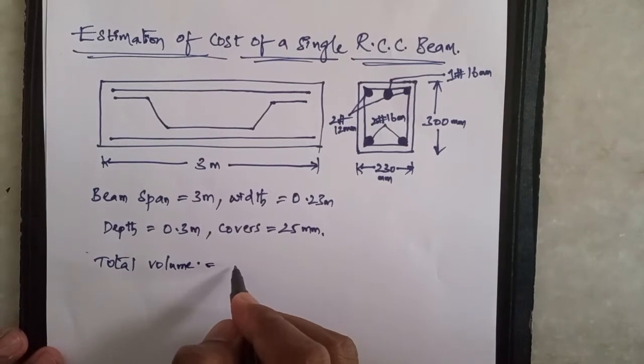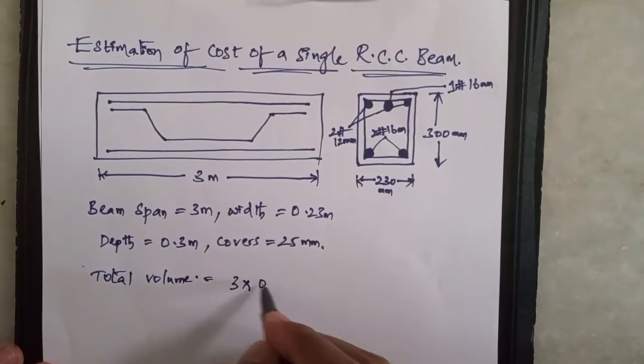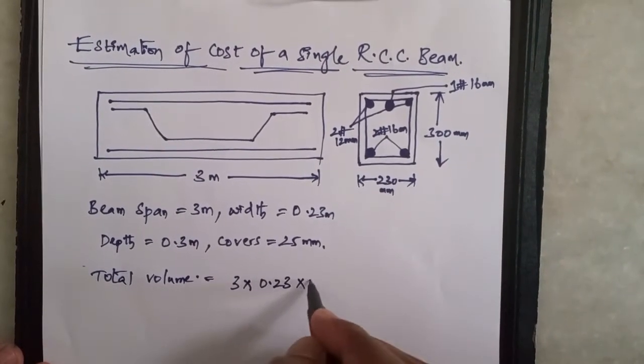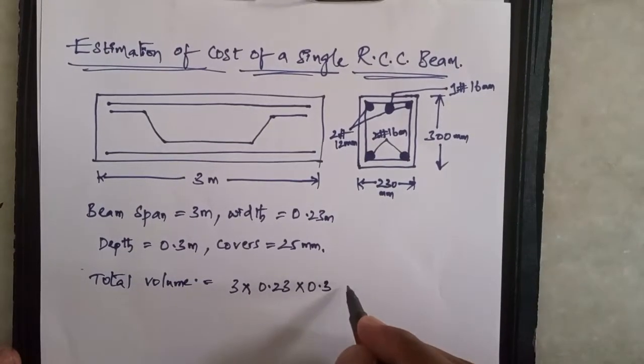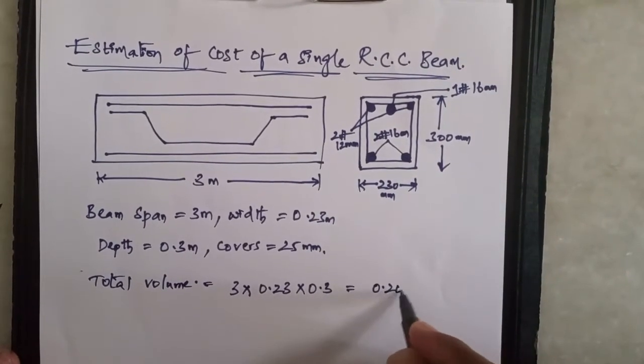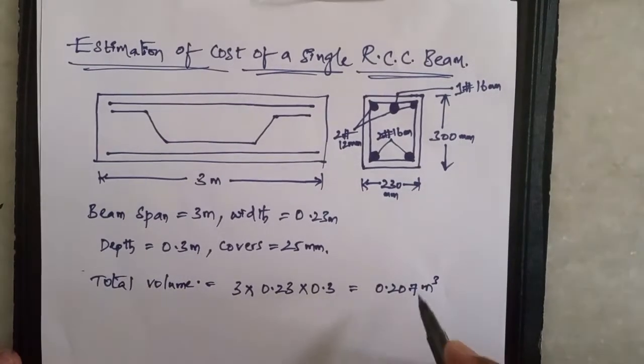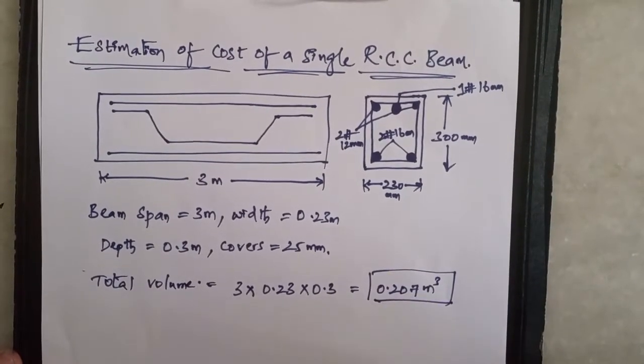I have converted the width and depth from mm to meters. Then the total volume of the beam is 3 into 0.23 into 0.3. Then 0.207 meter cube is the total volume.